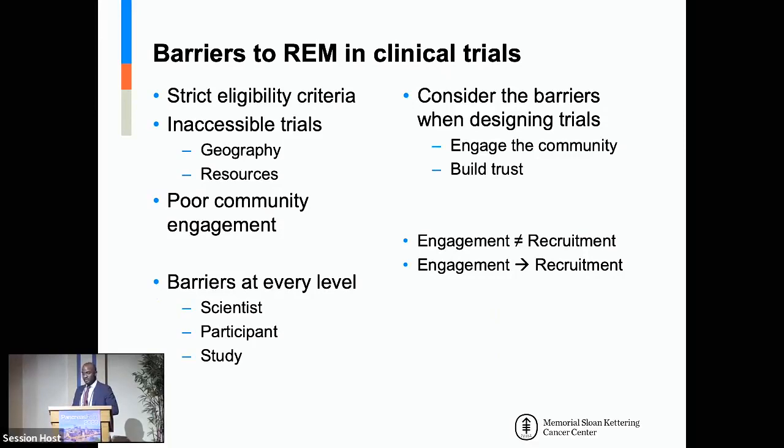Clinical trials tend to be inaccessible because of the location of the major academic trial centers that run these trials. So geography is a problem. Resources, as Dr. Yazeki just also mentioned, and poor community engagement are another big barrier. And these barriers exist at all levels, both at the level of the scientists, at the level of the participants, and the study level, which is also infrastructural. We should consider these barriers when designing clinical trials.